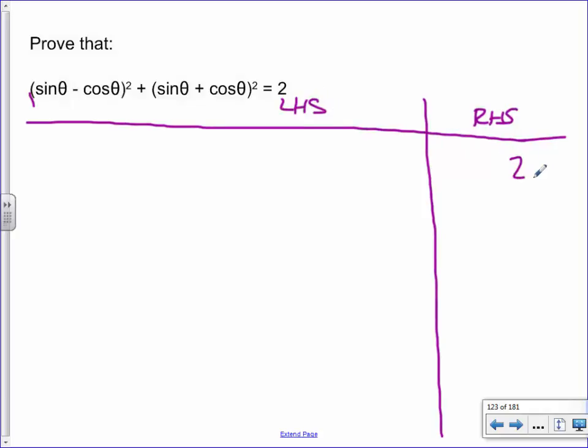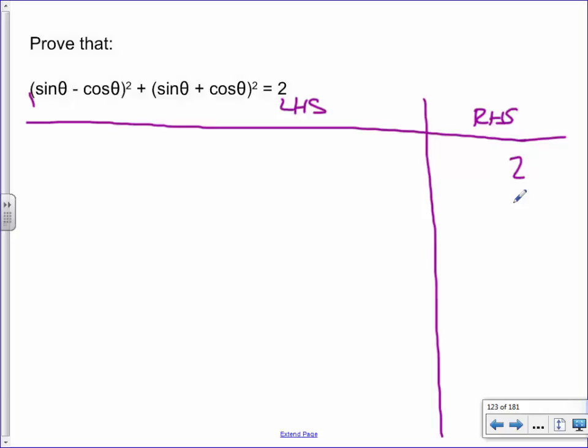The right-hand side is just 2. I really can't do much with the simpler side. You know how I said one of my first rules was to work with the more complicated side? It's because it's easier to uncomplicate a challenging-looking thing.